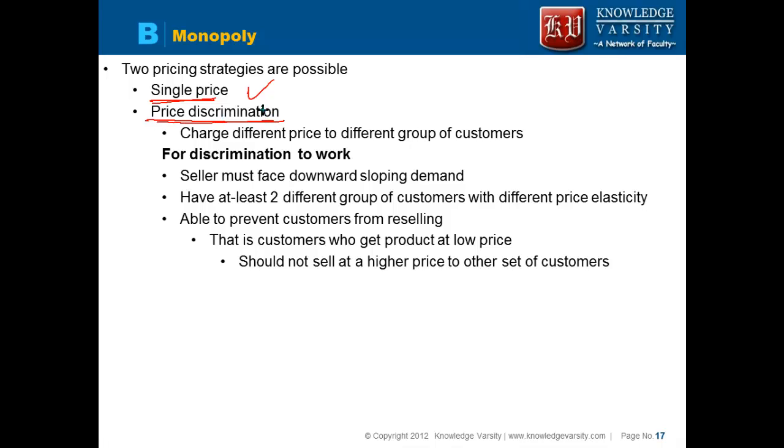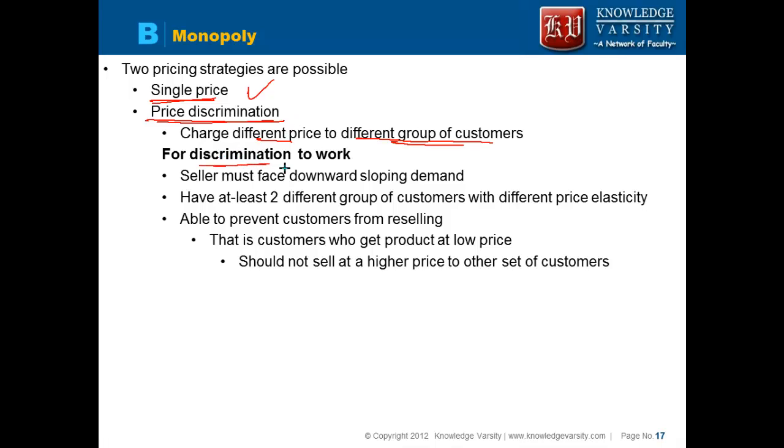It means that you will charge differently from different customers, so you charge different prices to different groups of customers. Note that this price discrimination is not an easy strategy to adopt, and that's why many monopolists cannot apply this strategy. But what are the conditions for this discrimination to work?